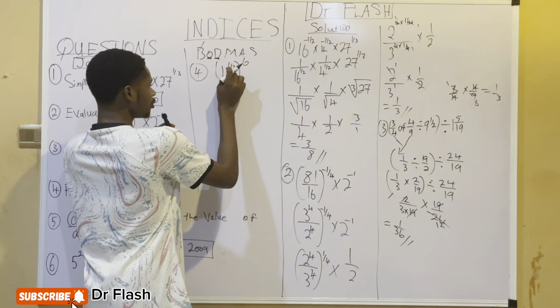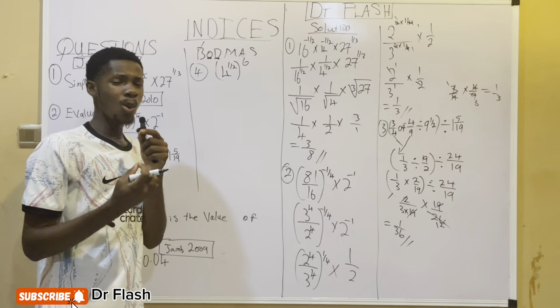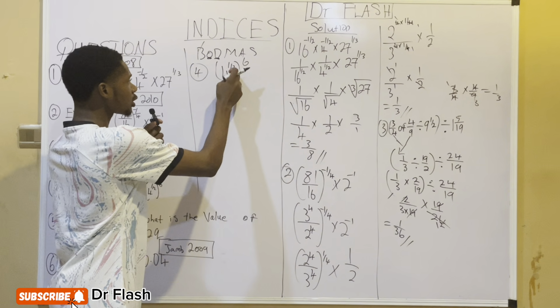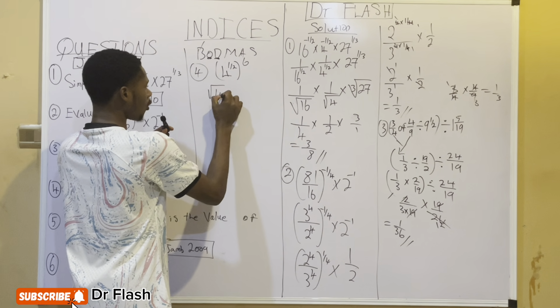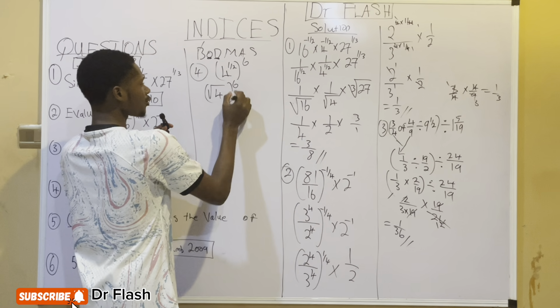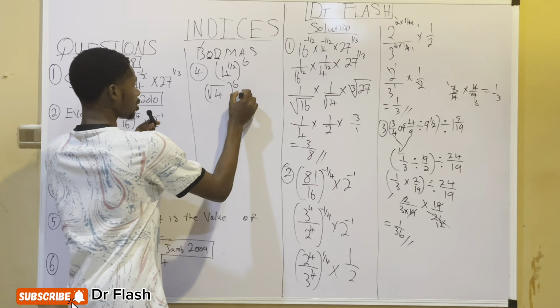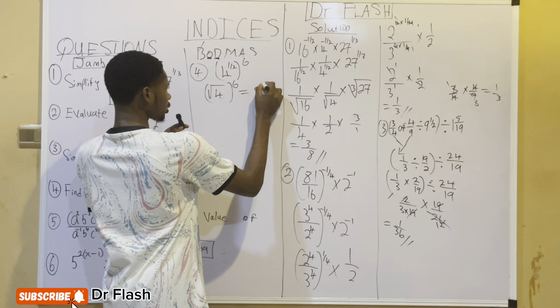Now remember, we're having fractional powers, and when we're having fractional powers, the denominator becomes the root of the base. So this now becomes the square root of 4, all raised to the power of 6. Now the square root of 4 is what now? 2. So I'm going to have 2 raised to the power of what now?